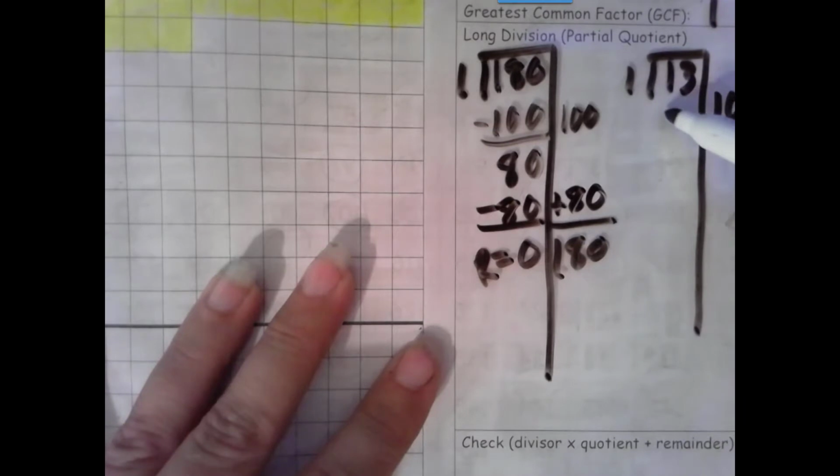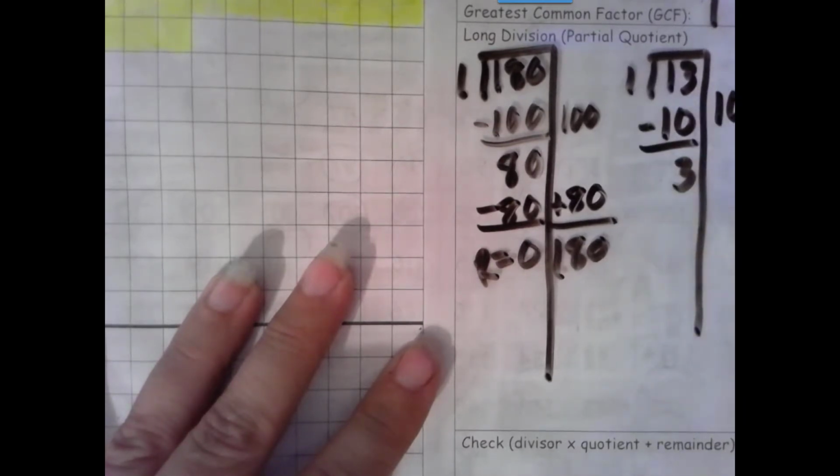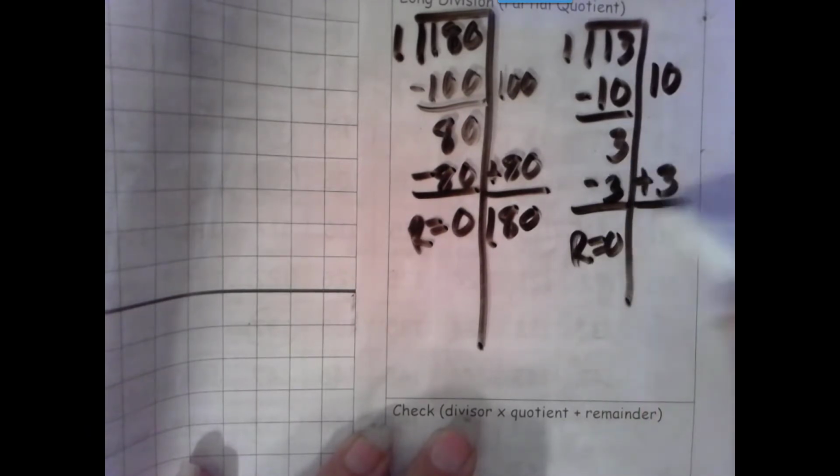Here, 10 times 1 is 10. We're on top, no need to stop. Numbers the same, 0 is a game. 3 times 1 is 3. Numbers the same, 0 is a game. Add these partial quotients. 10 plus 3 is 13.